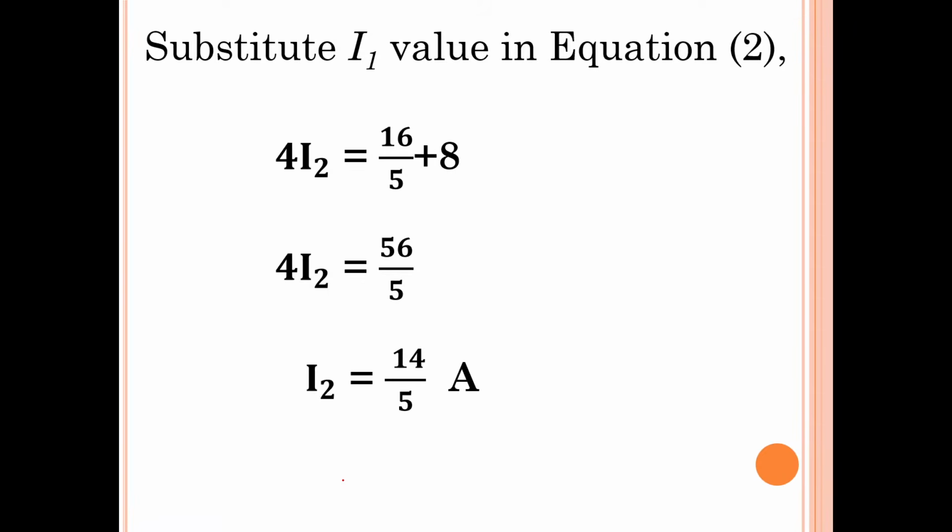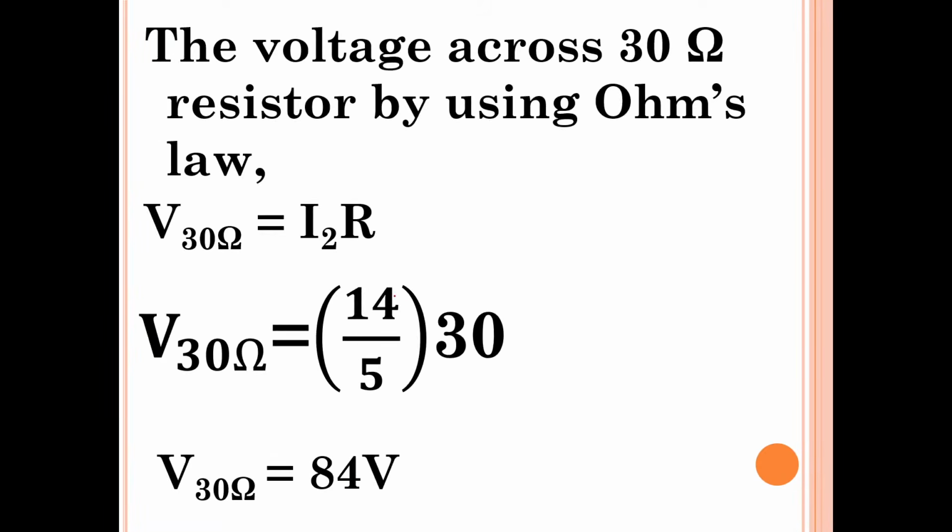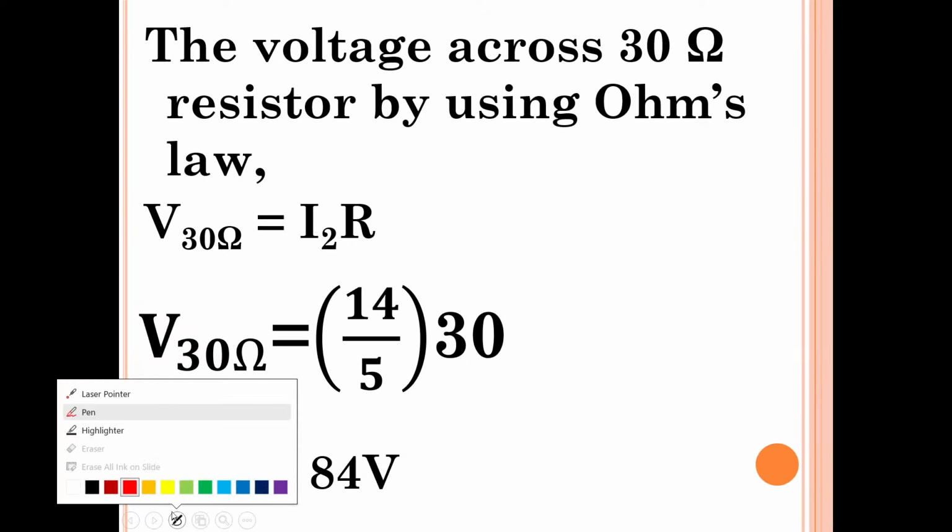So now we have determined the mesh currents, I1 current and I2 current. And in our question they have asked us to determine the voltage across the 30 ohms resistor in the given circuit. So that we will do. I hope you have written. Voltage across 30 ohms resistor.